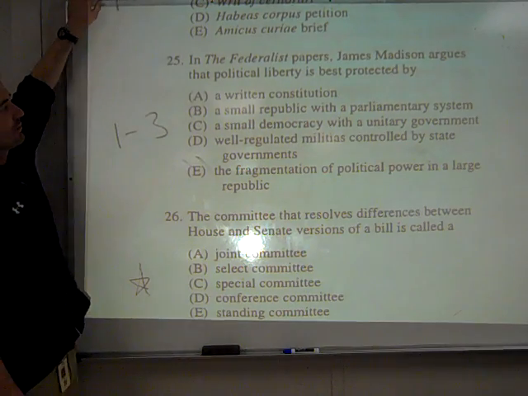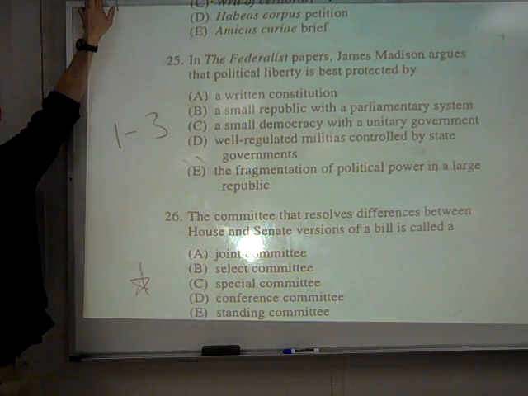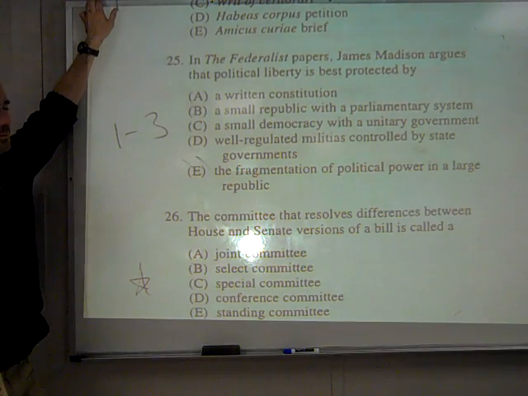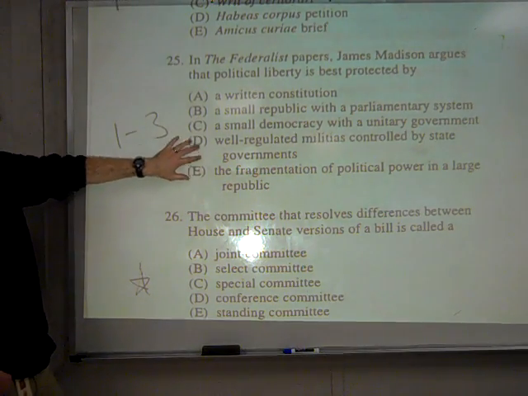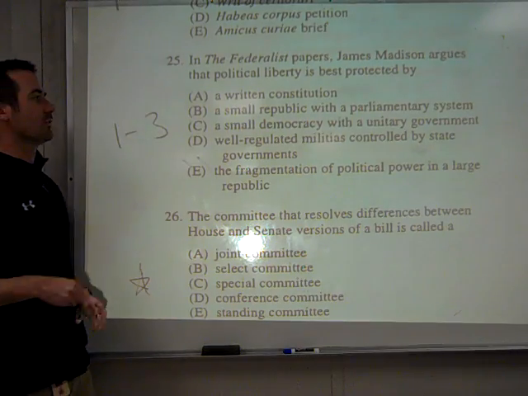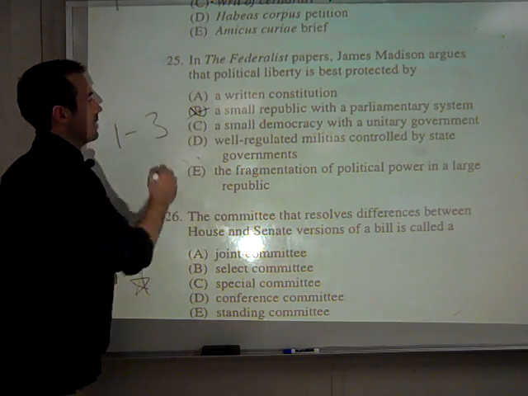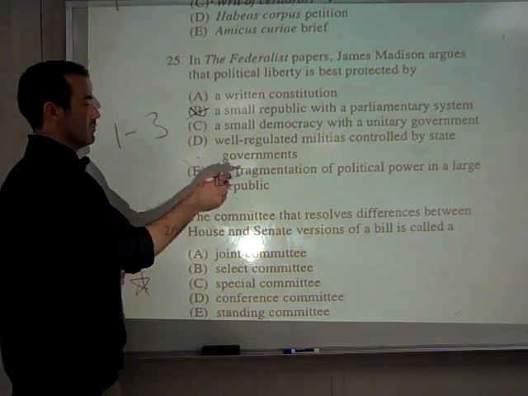Madison argues that political liberty is protected by a written constitution. I bet he would argue that, but he doesn't. I don't know if he says that in the Federalist Papers or not. Let me read the other ones just to make sure there's not a good answer. The small republic, he didn't argue for a small republic, he argued for a big republic with lots of competing interests.